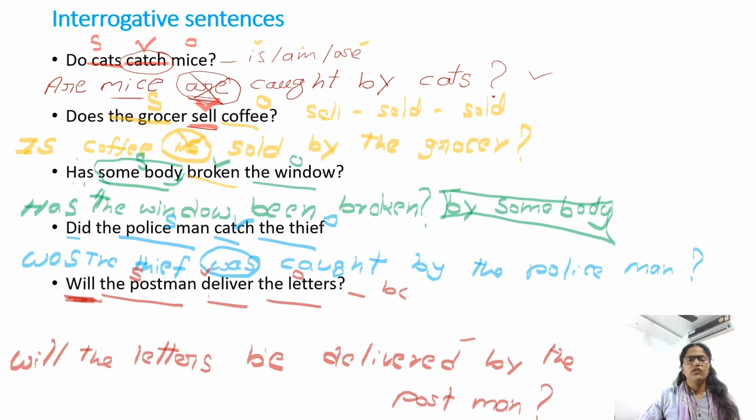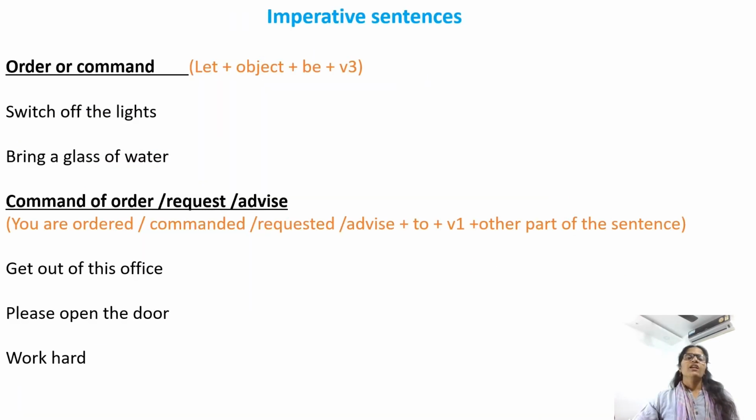Hope you understood. We used all 5 rules and tried to change these sentences into their passive form. Hope the topic is clear. Let's see some more. Now, let us see how to change imperative sentences to their passive form.